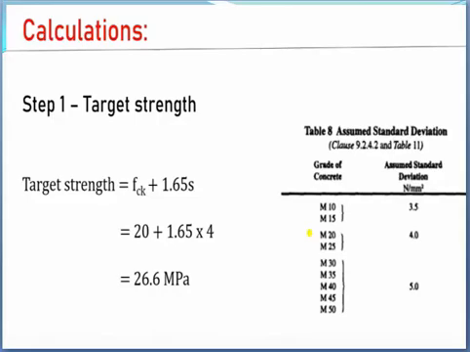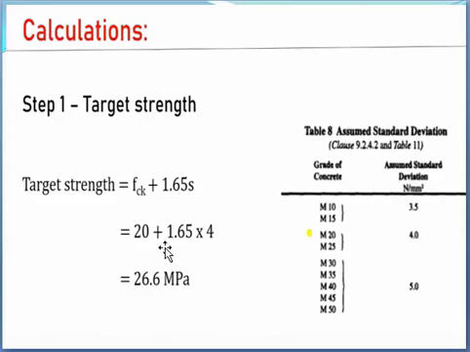So this means our characteristic strength is 20, and for M20 you will refer to Table 8 of IS 456. Corresponding to M20, we have the value of assumed standard deviation, which is our S value, in Newton per mm square. So for M20, M25 the value is 4. From M30 to M50 the value is 5. For M10 and M15 the value is 3.5. So correspondingly, we are taking the value 4.